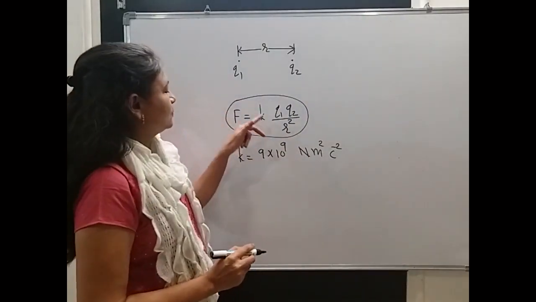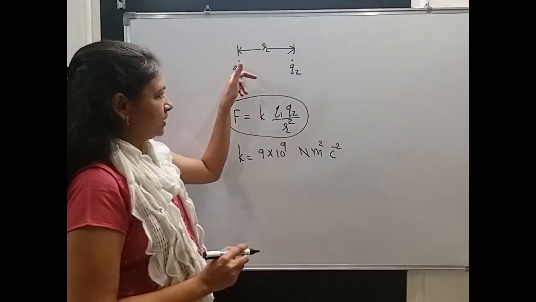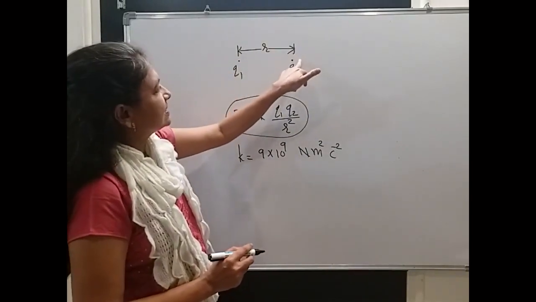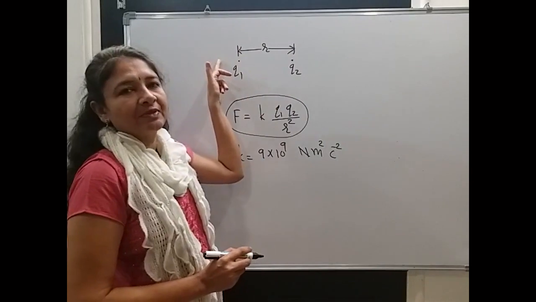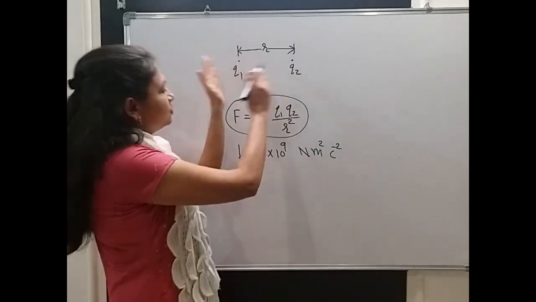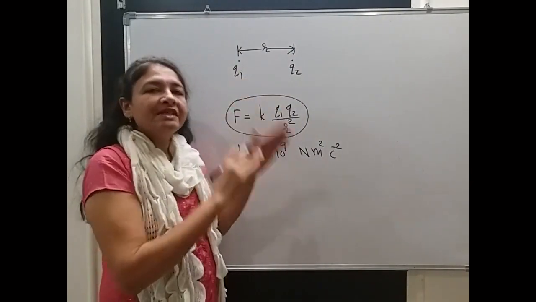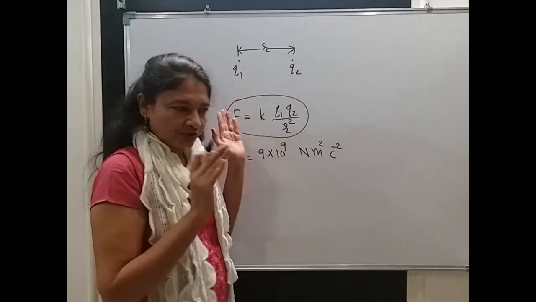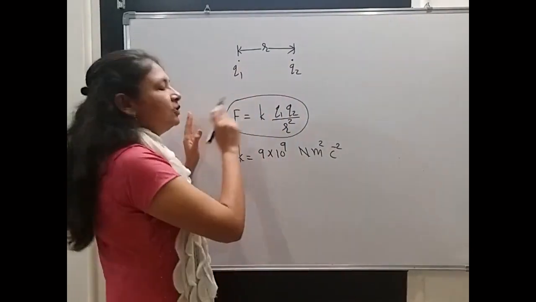This is the force which is exerted by Q1 and experienced by Q2. It is also the force exerted by Q2 and experienced by Q1. That means both charges will exert the same amount of force on each other, but the direction will be opposite. Okay, this is Coulomb's law.